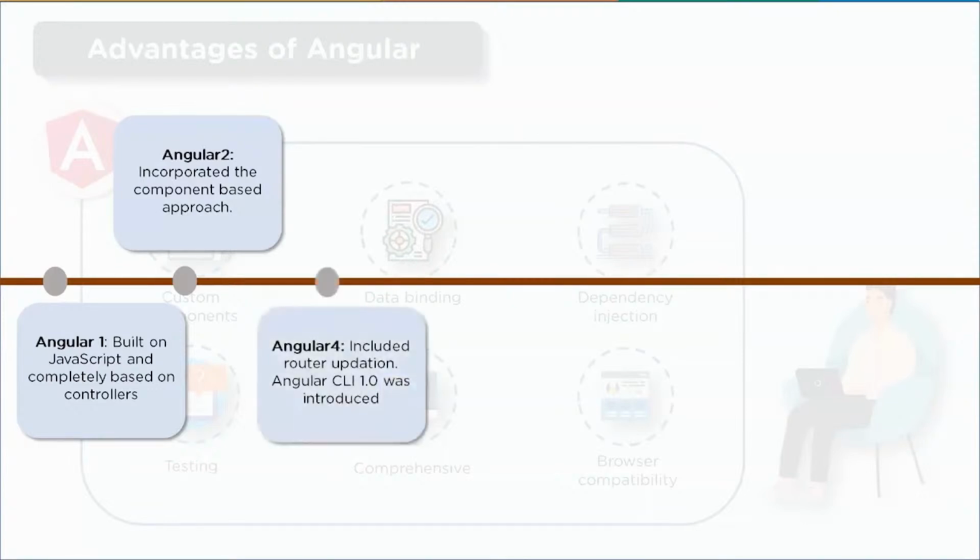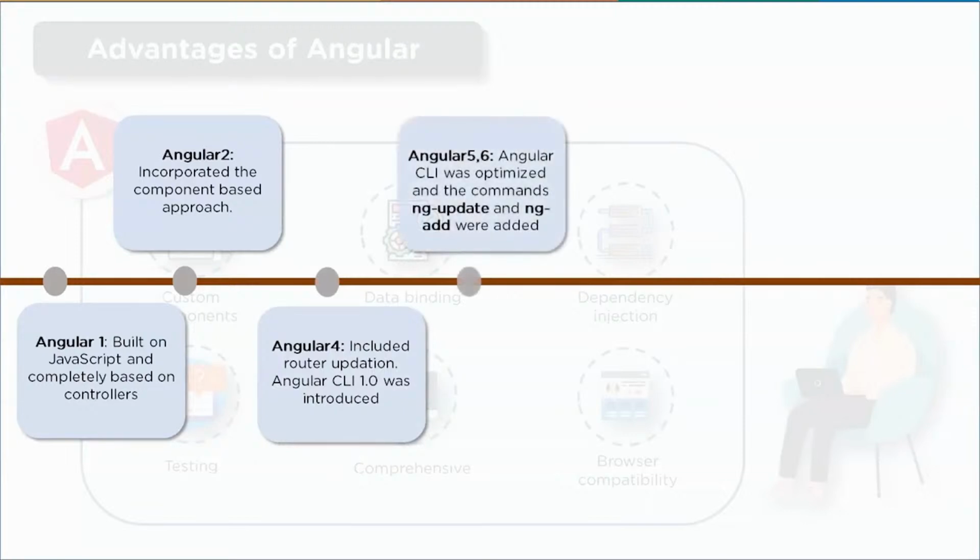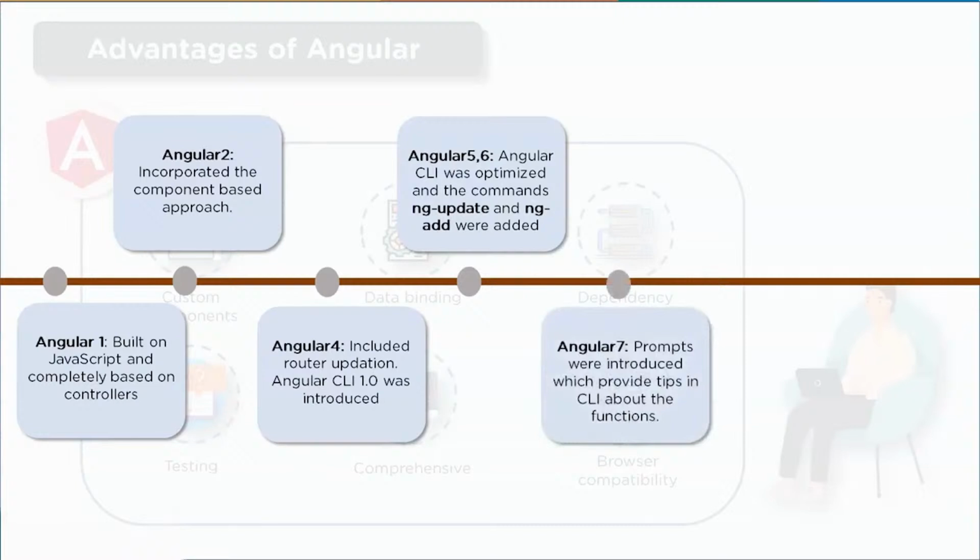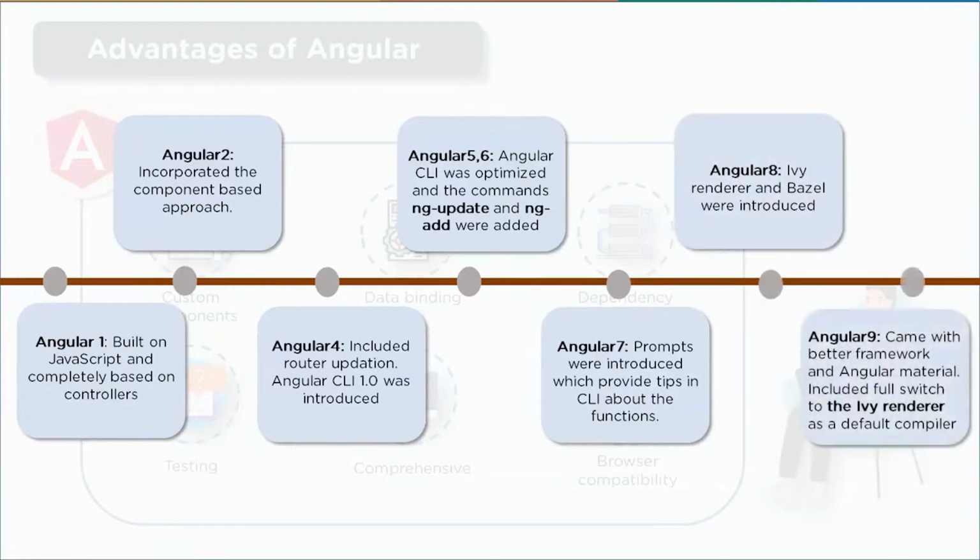Next was Angular 4. It included router updation. Angular CLI or Command Line Interface 1.0 was introduced, however not deployed. In this release, the Angular CLI was optimized and commands like ng update and ng add were added. In the Angular 7 release, prompts were introduced which provided tips in CLI about the functions being used. In Angular 8, Ivy renderer and Bazel were introduced. And finally, the most recent release was Angular 9. Now this came with a better framework and Angular Material. It completely switched to the Ivy renderer as the default compiler.